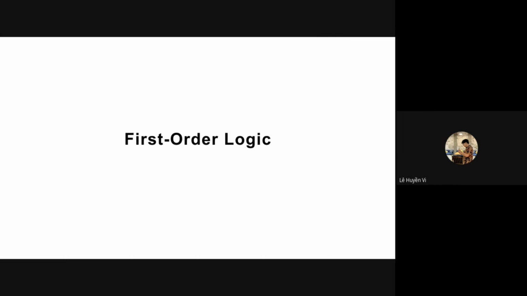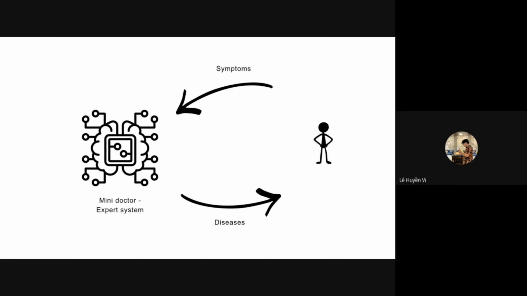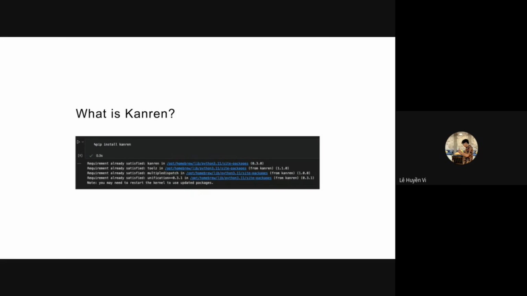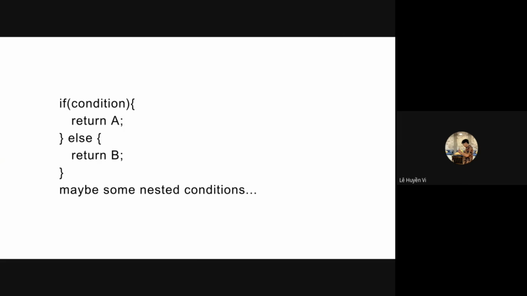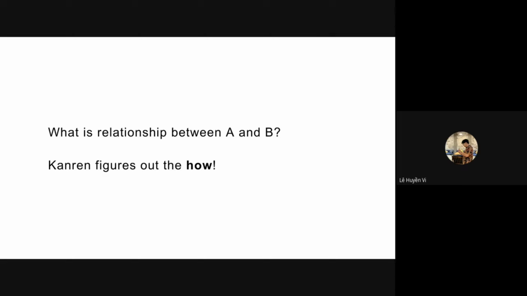So what we're building is essentially a mini doctor, or an expert system, that reasons about diseases based on symptoms. So let's dive in. First, what's Kanren? Normally when we write Python code, we do something like this: if this, else that, and maybe some nested conditions. But Kanren asks us to think differently. Instead of telling the computer how to solve a problem step by step, we tell it what the relationships are, and Kanren figures out the how.